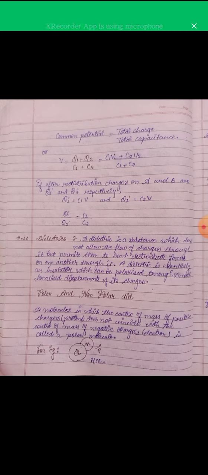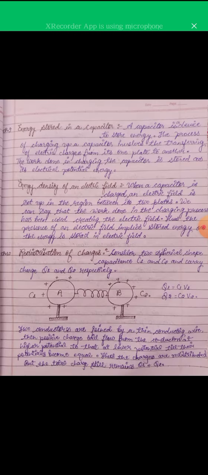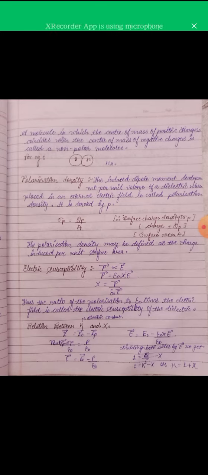Molecules in which the center of mass of positive charge (proton) does not coincide with the center of mass of negative charge (electron) are called polar molecules. For example, hydrogen chloride, HCl, is polar. Molecules in which the center of mass of positive charge coincides with the center of mass of negative charge are called non-polar molecules. For example, hydrogen H2.